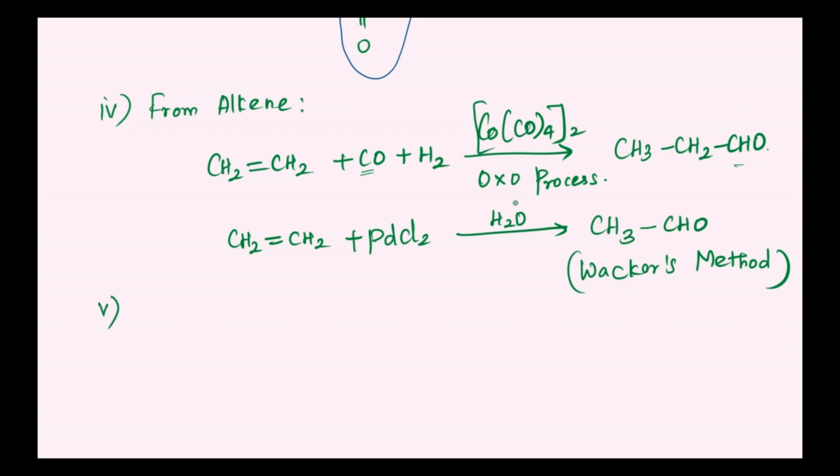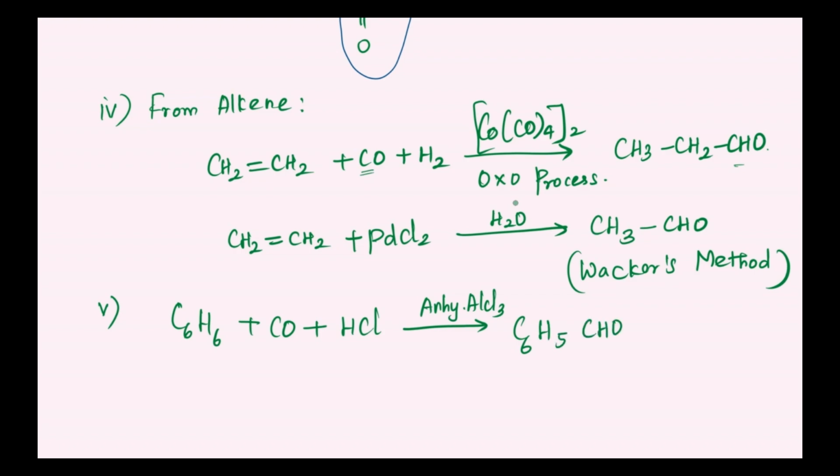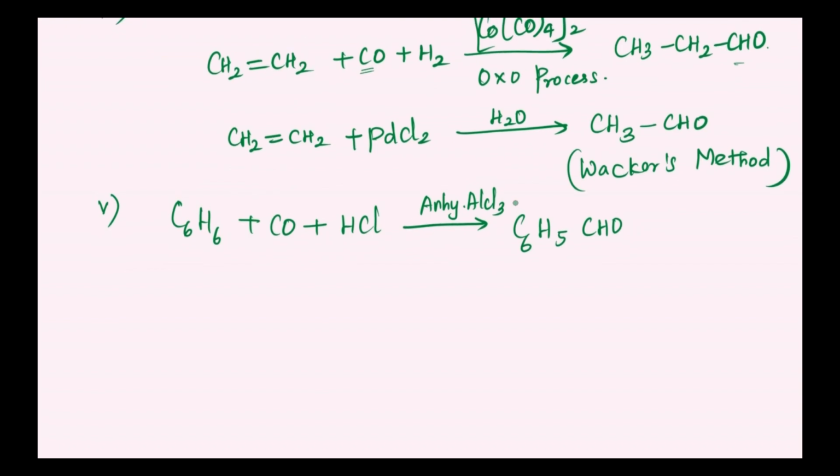Cool. So what about aromatic aldehyde? That is so simple. If you are taking C6H6, benzene, with carbon monoxide and HCl in the presence of anhydrous AlCl3, which will give you C6H5CHO. The important part is the name of this method, which is Gattermann-Koch synthesis. Don't get confused with the Gattermann reaction we saw about benzene diazonium salt. That is not this. This is Gattermann-Koch synthesis.